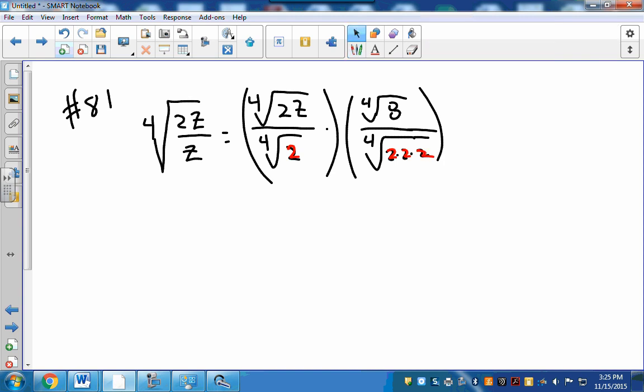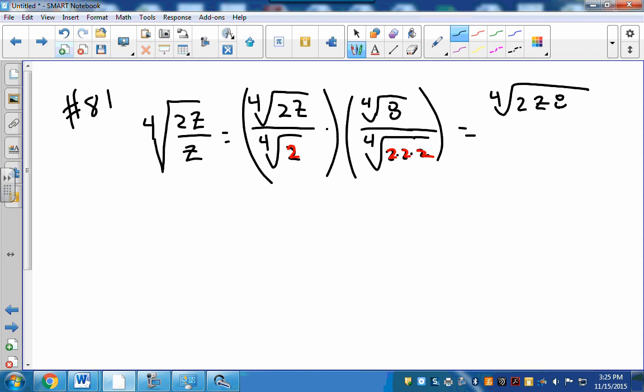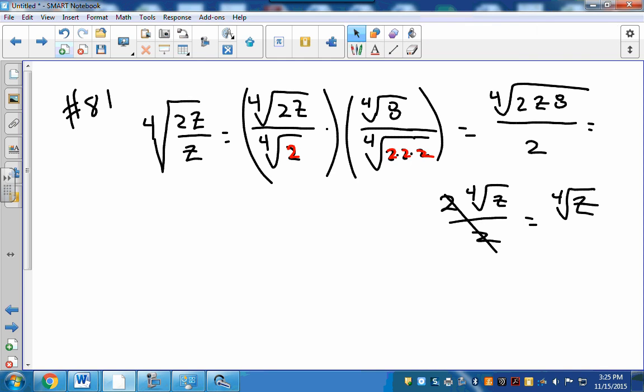So the fourth root of 16 is going to be 2. Up on top, I have the fourth root of 2z times 8, all over 2. But notice up top, I have four 2's up there as well. So 2 times the fourth root of z over 2. And lastly, the 2's can cancel. So the fourth root of z is the final answer. Okay, feel free to ask questions about that one at the beginning of class on Tuesday.